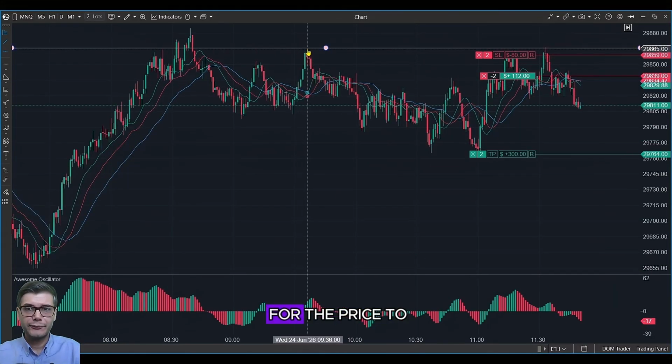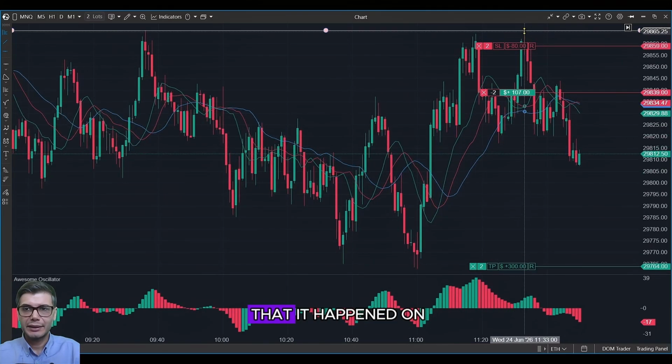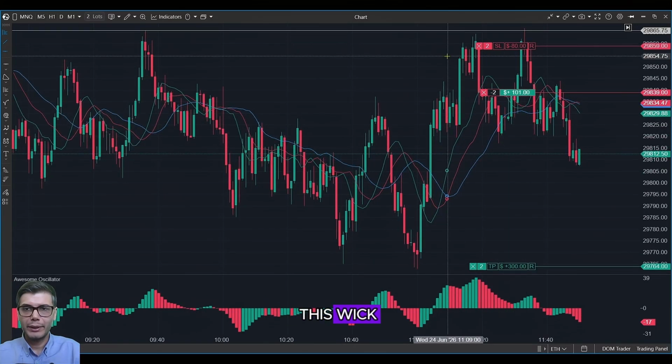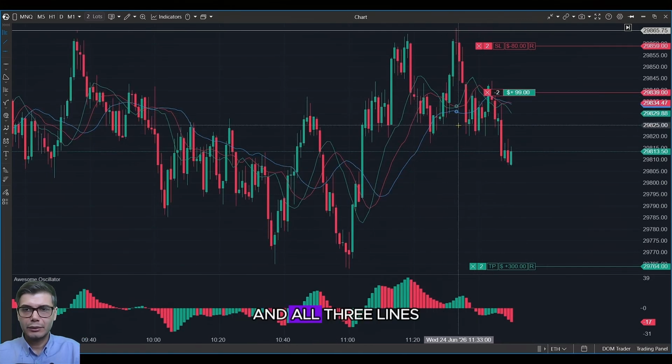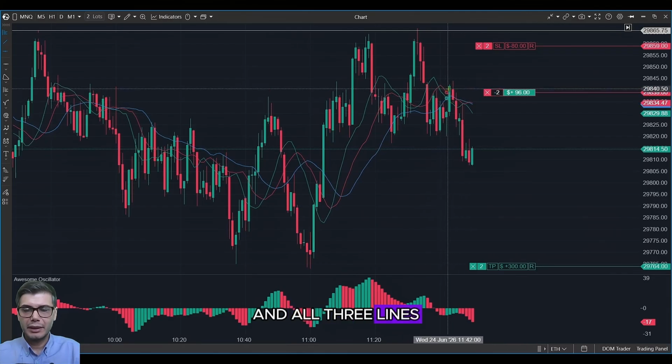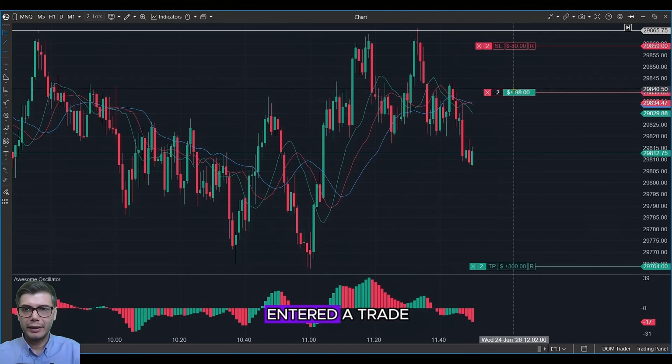First rule is wait for the price to run a liquidity. You guys can see that it happened on this wick. The price closed below the blue line and all three lines have crossed each other. On a pullback, I entered a trade.